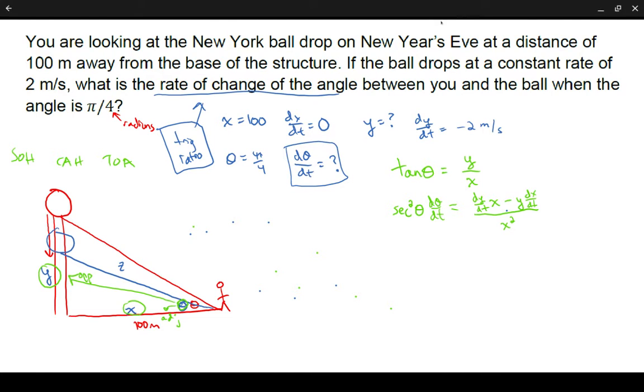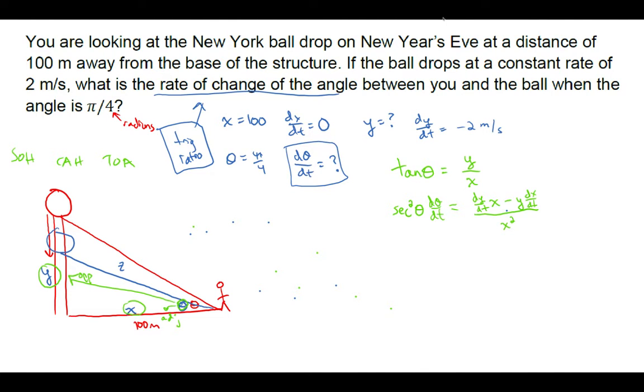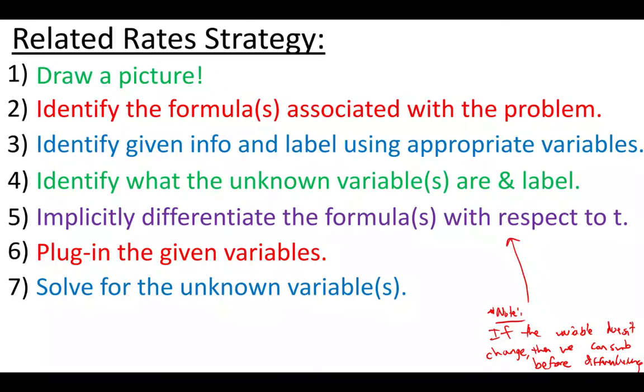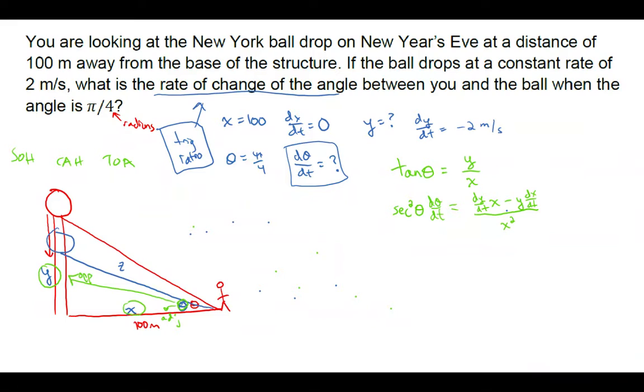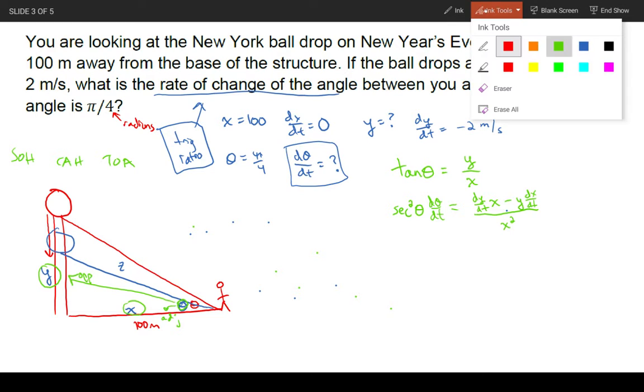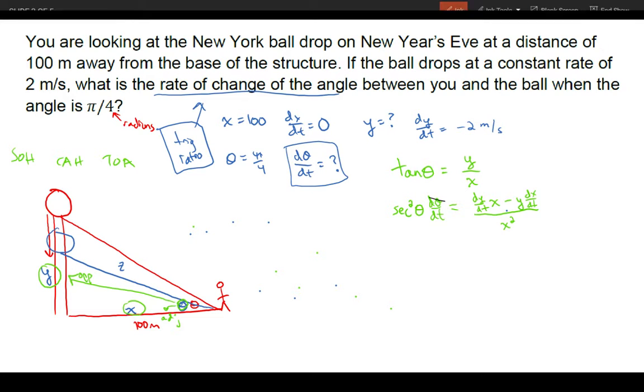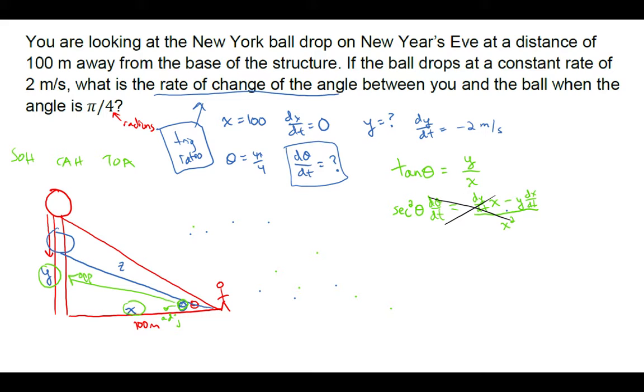We could go ahead and plug in. But if you remember, I told you that if the variable doesn't change, then we can actually substitute in before we take the implicit derivative. I mentioned at the beginning, x doesn't change, right? dx dt is 0. So since x doesn't change, we actually don't even need to do the derivative with it in there. It's okay if you did this. It would still work out just fine. But since x doesn't change, I can just go ahead and replace x. I can just write this as tangent of theta equals y over 100.